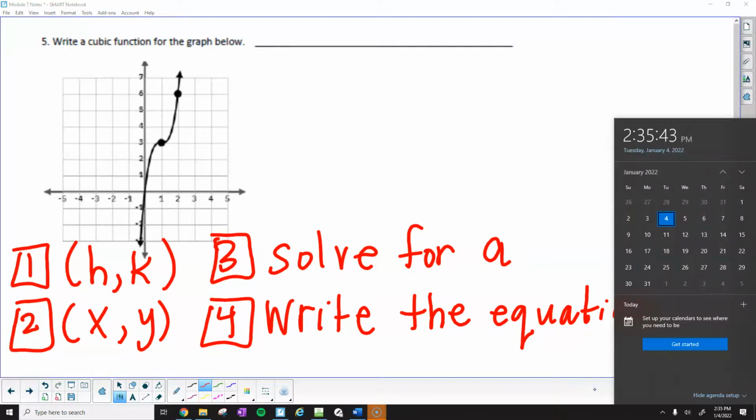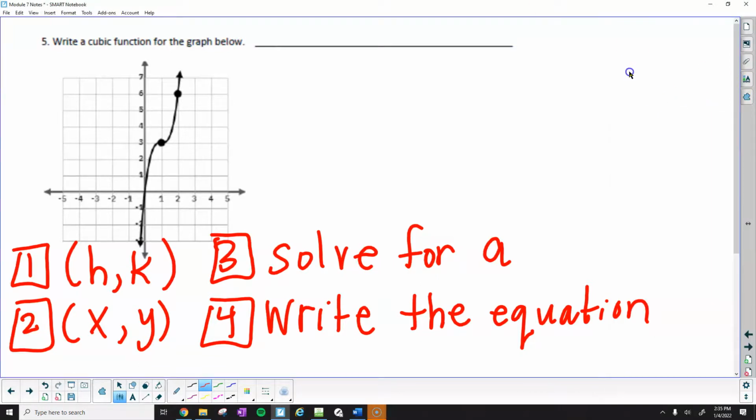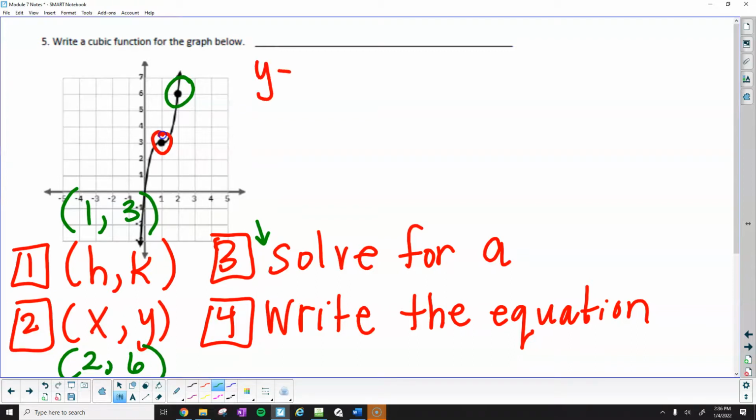Okay, so what we're going to do now is get that out of the way. Okay, so let's just plug in everything. So we know that HK is right here. So I know that HK is 1, 3. The regular point on the graph XY, that is going to be 2, 6. So now I'm at this point right here where we're going to solve for A. So remember, the equation is y equals a times x minus h to the third power plus k.